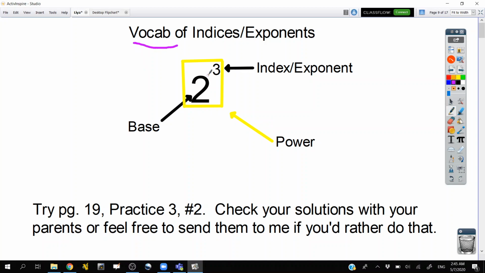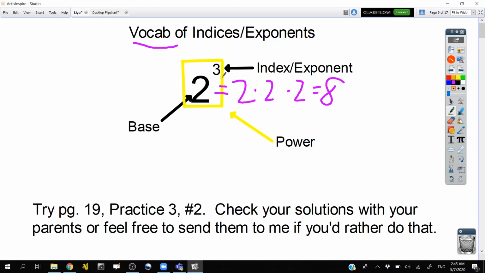So for the vocab of indices and exponents, up here we have an index or an exponent, and that index tells us the number of times we multiply the base. So this 2 is the base, and 3 tells me the number of times to multiply that base. I could go ahead and simplify this and get 8, because 2 times 2 is 4, and then 4 times 2 makes 8. But my purpose here is really just the vocab.